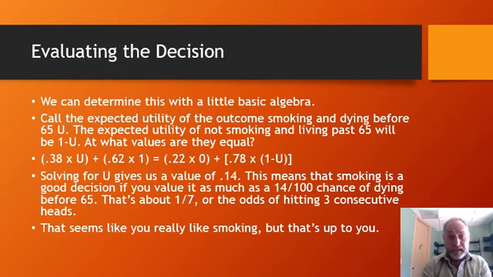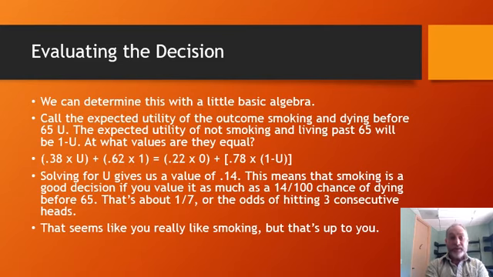So 0.38 times some value. We already know the probabilities. Probabilities don't change. Plus 0.62 times 1, and that's the value we assign to the best outcome. That doesn't change. And that's going to be equal to 0.22 times 0. Again, 0 is the value we assign to not smoking and dying anyways. That doesn't change. Plus 0.78 times 1 minus U. Okay, so you solve for U, that'll give you a value of 0.14.